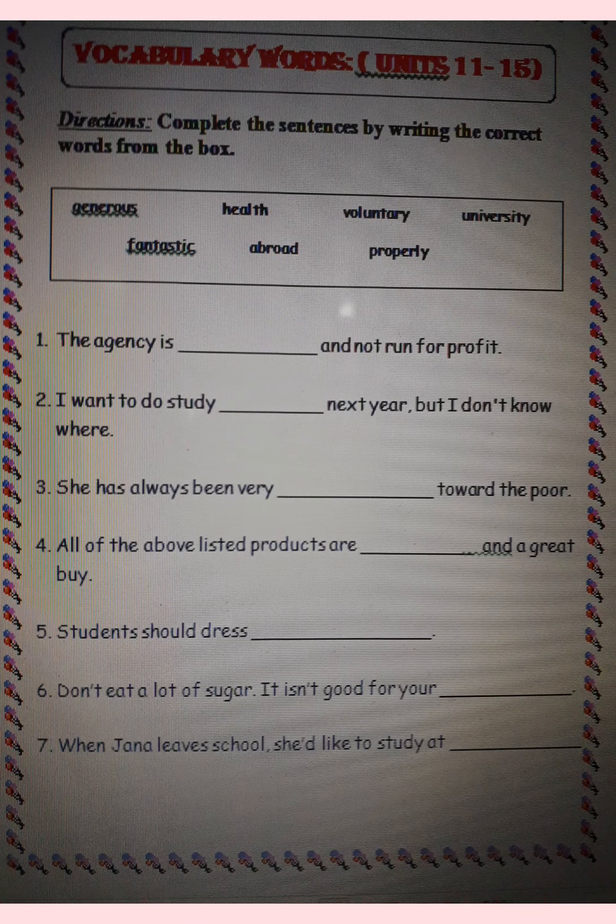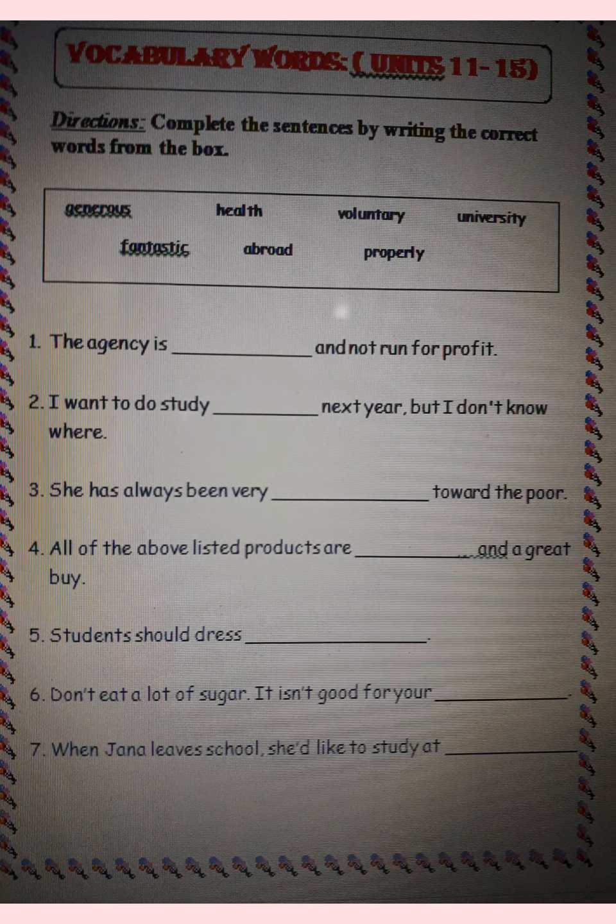Let's study the vocabulary words in Units 11 to 15. They are generous, health, voluntary, university, fantastic, abroad, properly. Let's answer. Number 1, the agency is voluntary and not run for profit. Number 2, I want to study abroad next year, but I don't know where. Number 3, she has always been very generous toward the poor. Number 4, all of the above listed products are fantastic and a great buy.